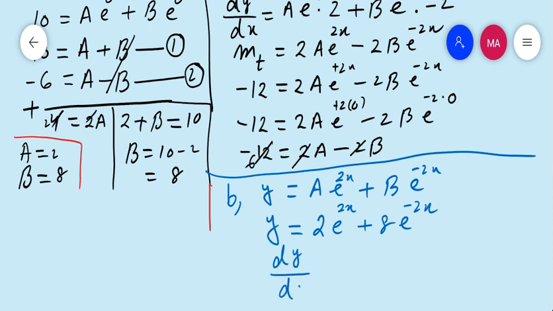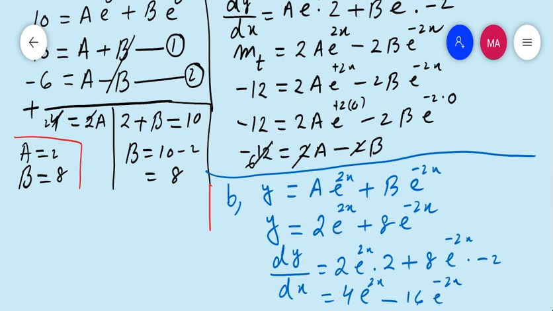So dy by dx is equal to 2 e power 2x. The derivative of e power 2x is e power 2x into the derivative of 2x, which is 2, plus 8 e power minus 2x, whose derivative is e power minus 2x into the derivative of minus 2x, which is minus 2. So 2 times 2 is 4 e power 2x, and 8 times 2 is 16 e power minus 2x.